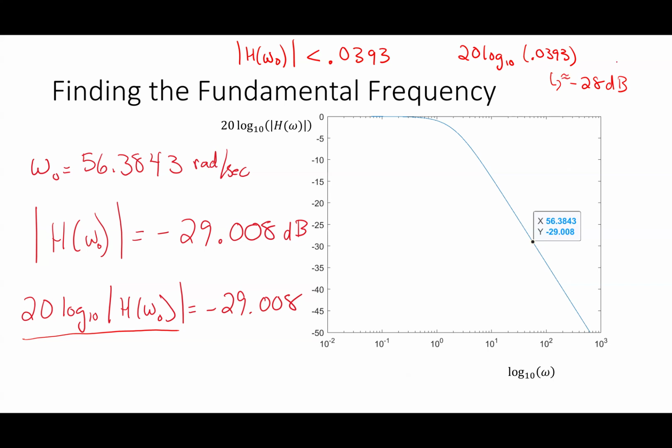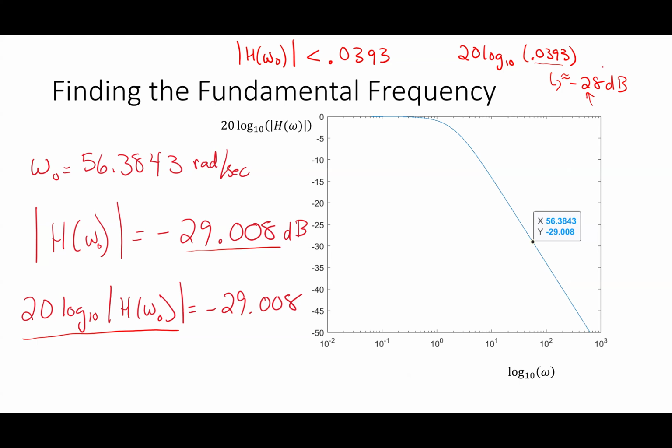So what I did was I went down and found something less than that, in other words, more negative than that. When I take the log of a number that's less than 1, it just becomes a very negative value. So on the log scale, if I choose anything more negative than -28, then the number I'm taking the logarithm of is getting closer to 0.